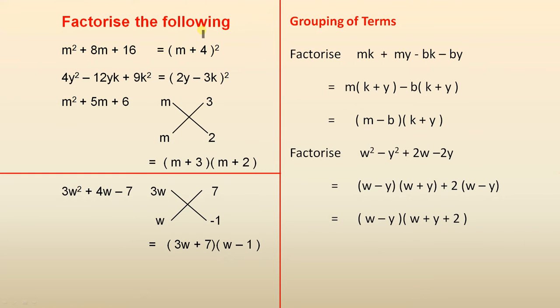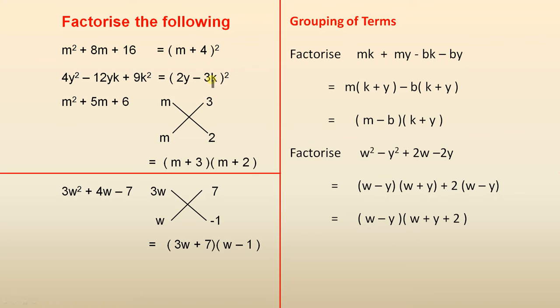If we're asked to factorise the following, m squared plus 8m plus 16, that's m plus 4 all squared. So if we follow the rule, we have m squared plus twice their product, which gives us 8m, plus the last term squared, which gives us 16.